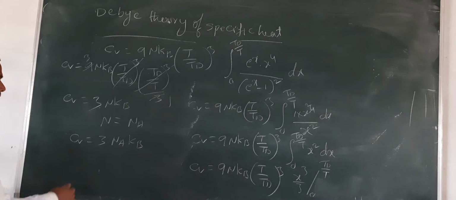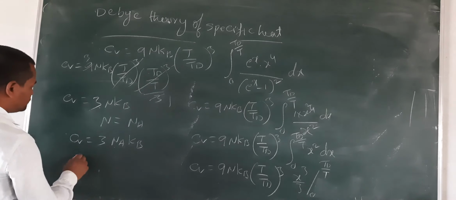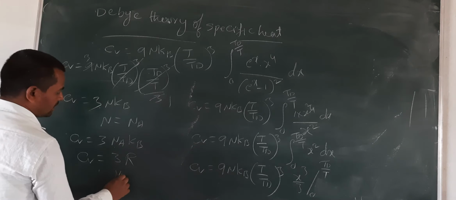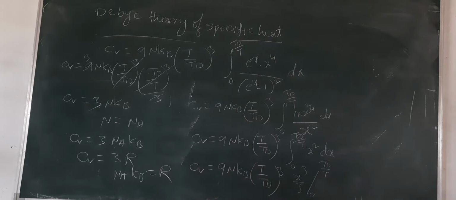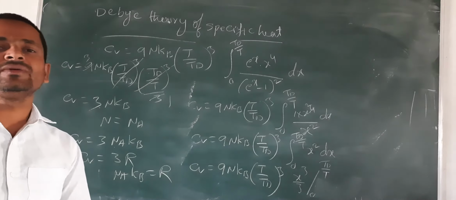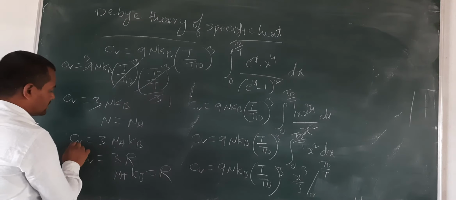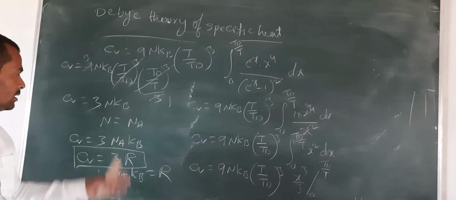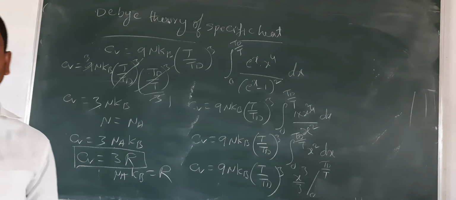right? And now we know NA kb is simply R. Cv is equal to 3R, where NA kb is R. This R is called the universal gas constant. So here, specific heat at higher temperature doesn't depend on temperature. By using this we can conclude that at higher temperature specific heat is independent. So that is the thing from this.